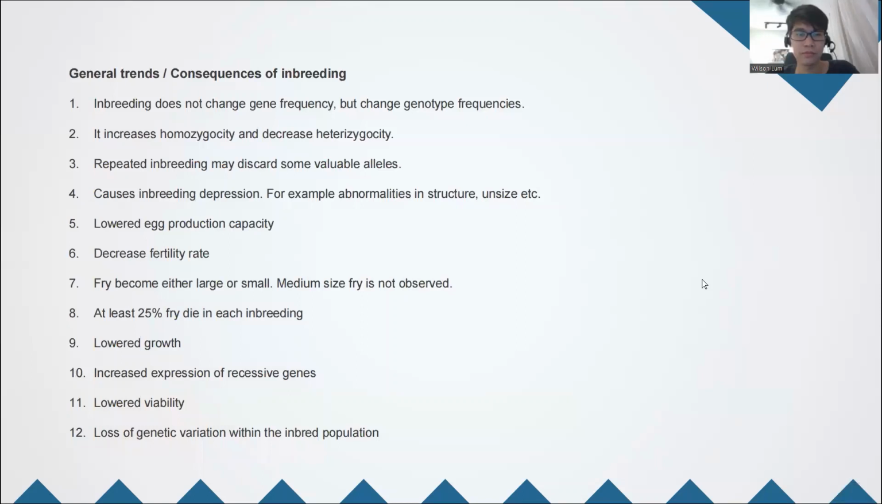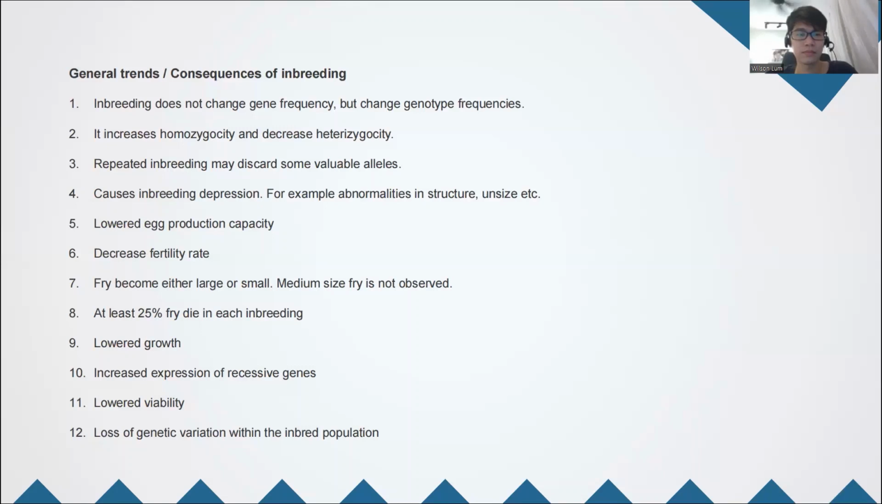So the general trends or consequences of inbreeding: inbreeding does not change gene frequency, but it changes the genotype frequency, and it increases homozygosity and decreases heterozygosity. Repeated inbreeding may discard some valuable alleles, and inbreeding causes inbreeding depression. For example, abnormalities in structures and differences in sizes, which were mentioned earlier. Lower egg production capacity, decreased fertility rate.